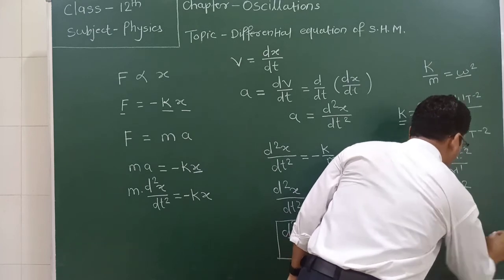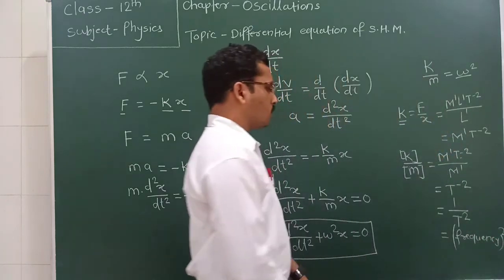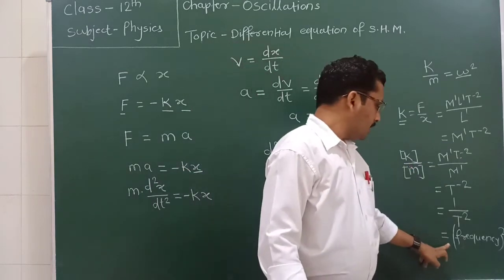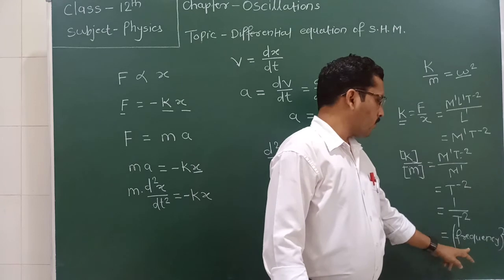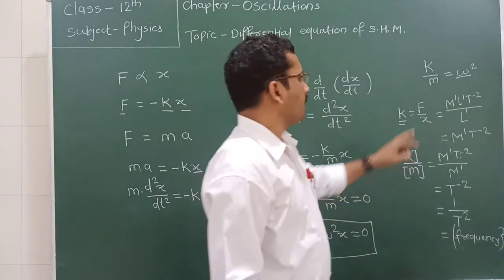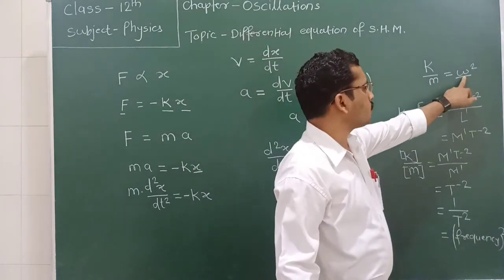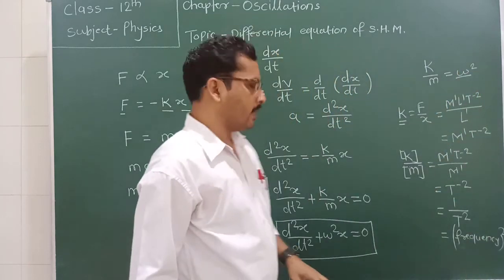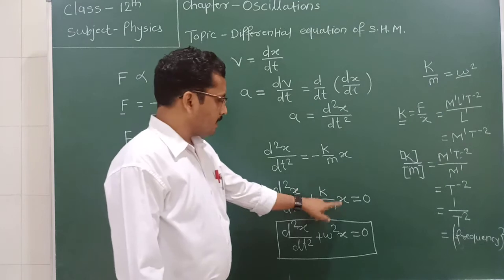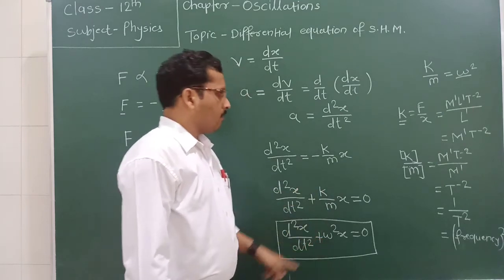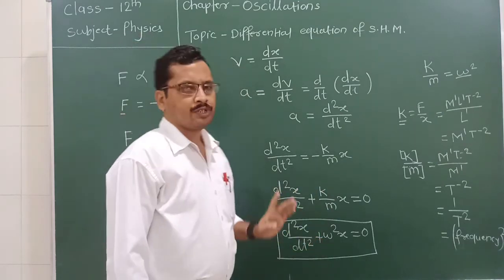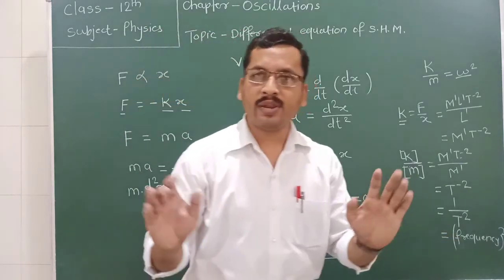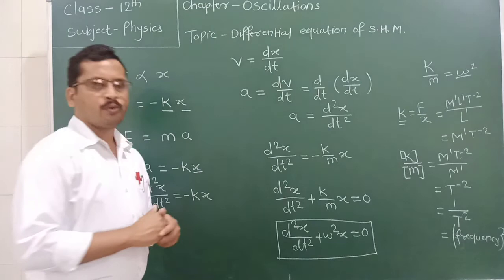And what is its square? So what is k by m? This k by m is nothing but the square of the frequency. Here we take omega square. This omega is the frequency and this is the square. So by replacing k by m with omega square, we reach the differential equation of the simple harmonic motion. Now what are the applications of this simple harmonic motion?